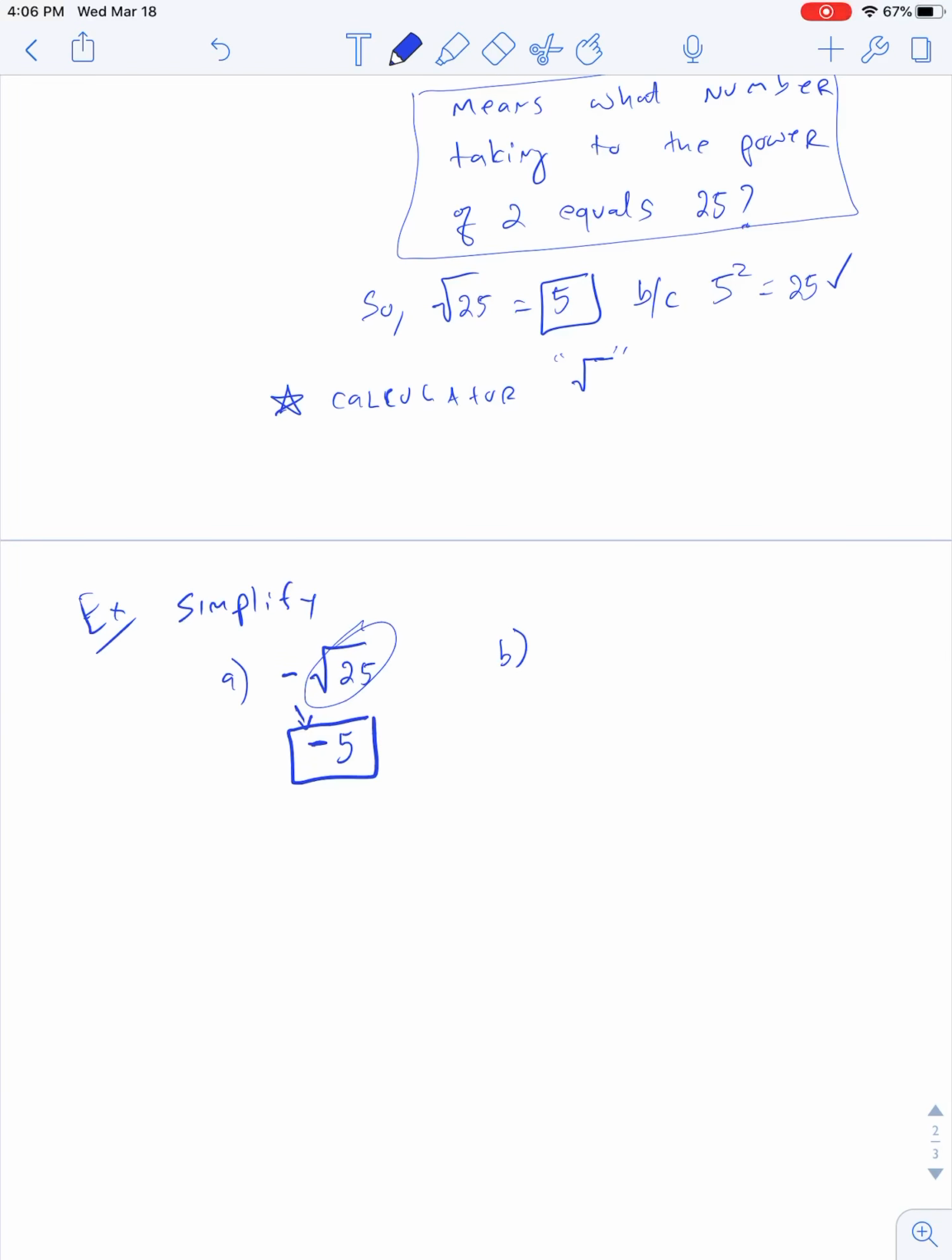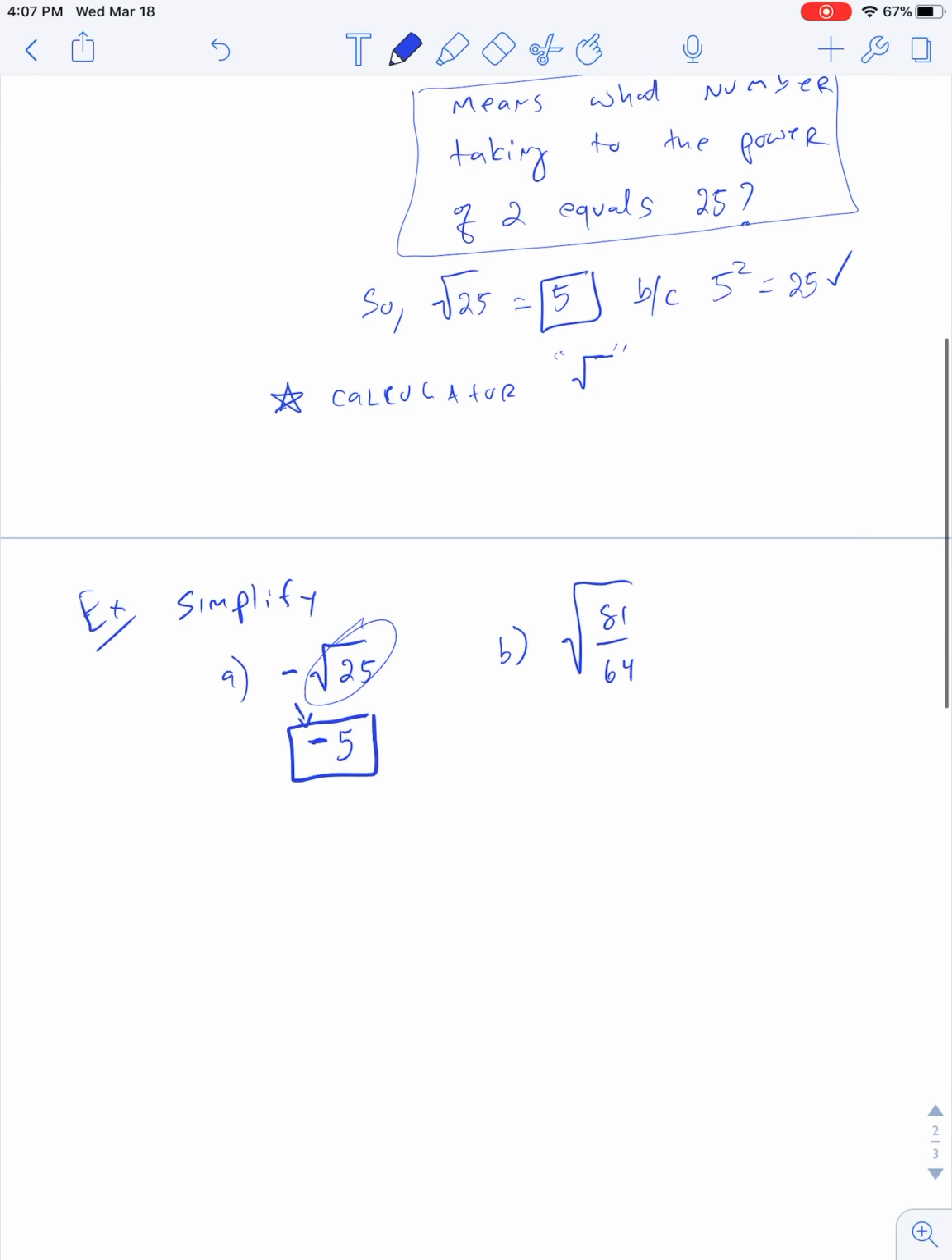How about example B? Square root of 81 over 64. So let's think about it. What number can we multiply to itself to get 81? How about 9? What number can we multiply to itself to get 64? How about 8? We see this does not reduce, so this is our answer. Once again, because 9 over 8 times 9 over 8 equals 81 over 64.